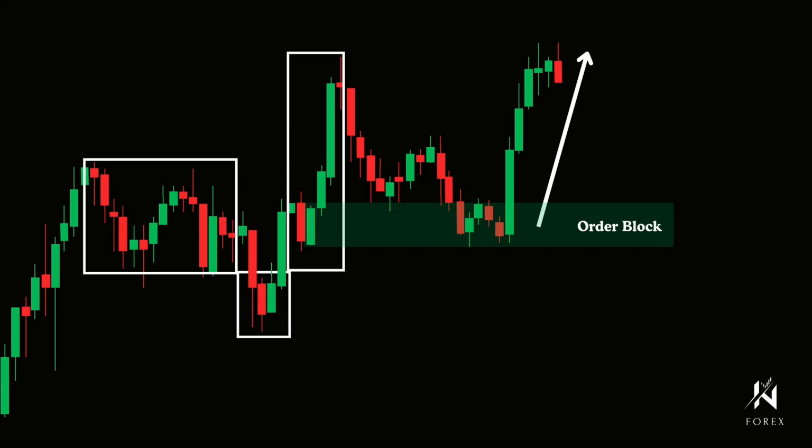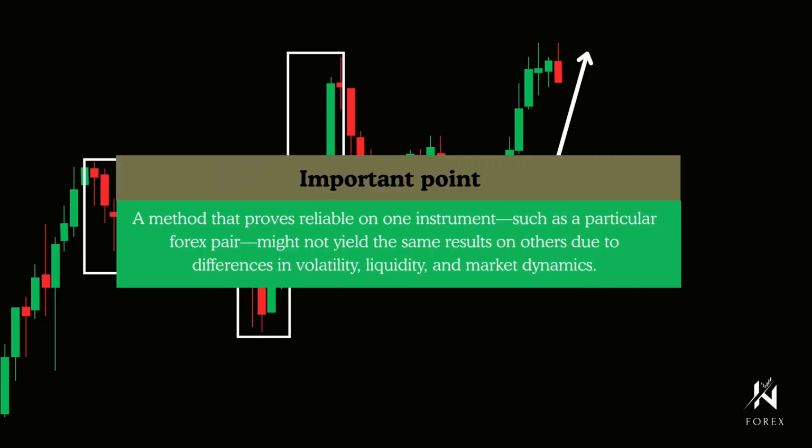Remember, when evaluating a trading method, it's important to test its effectiveness across multiple asset classes, like currency pairs, stocks, and crypto. This will help you figure out whether it aligns with your strategy and suits your trading personality. A method that proves reliable on one instrument, such as a particular forex pair, might not yield the same results on others due to differences in volatility, liquidity, and market dynamics. Pay attention to how the strategy behaves across varying trading environments, timeframes, and market conditions, and make improvements based on those observations.